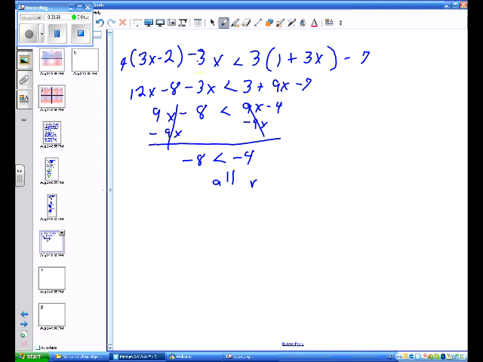Now the way we write all reals in interval notation is we go from -infinity to +infinity. That says it's every number. The way that we write it on a number line is you just do your graph, and it includes everything. Fill that in. So we can even have identities. Now, if it had been a false statement, then there would be no solution.